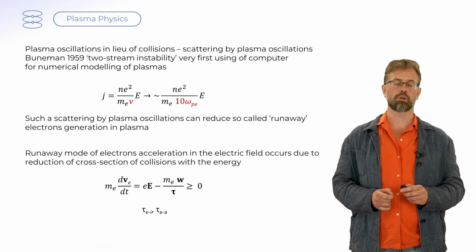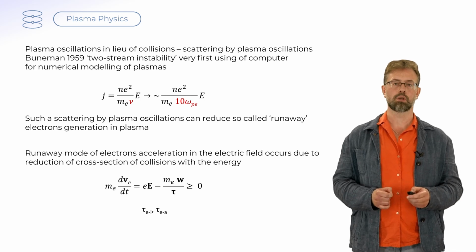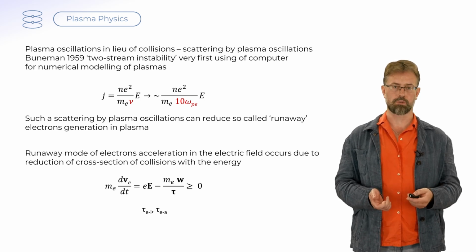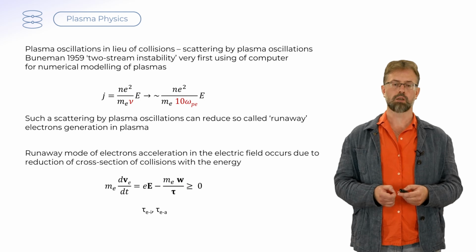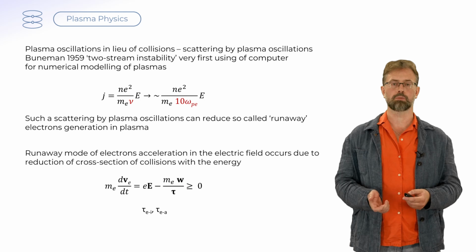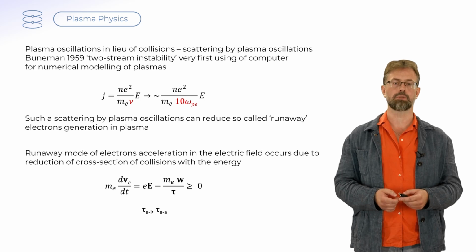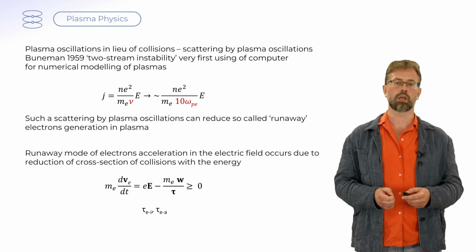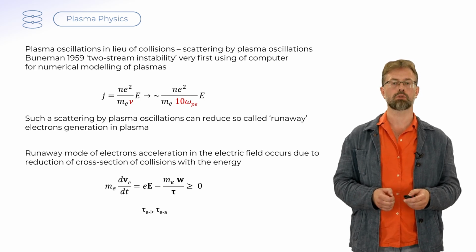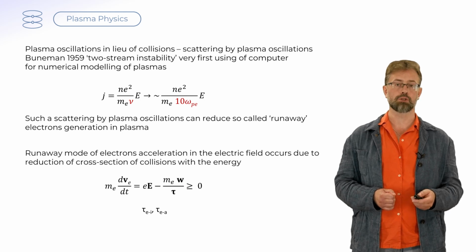Plasma oscillations can be used if there is no efficient collision mechanism for producing resistance of plasma. It was an old work, maybe one of the first works with numerical simulation of plasmas by a computer, done by Oscar Buneman in 1959. He discovered the two-stream instability of plasmas. Instead of collisions, one can use scattering by plasma oscillations.